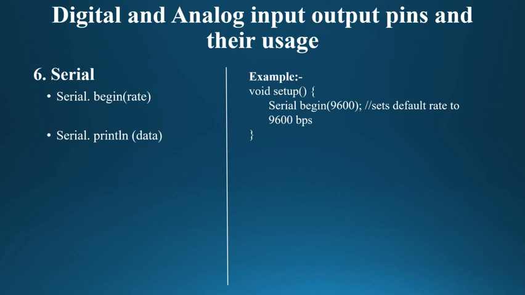In this we have one more method called Serial.print only. That method will just print the values side by side, but with Serial.println each value will be displayed in a new line. For example, void setup of Serial.begin of 9600. In this the serial monitor is by default set to a value of 9600 bps.